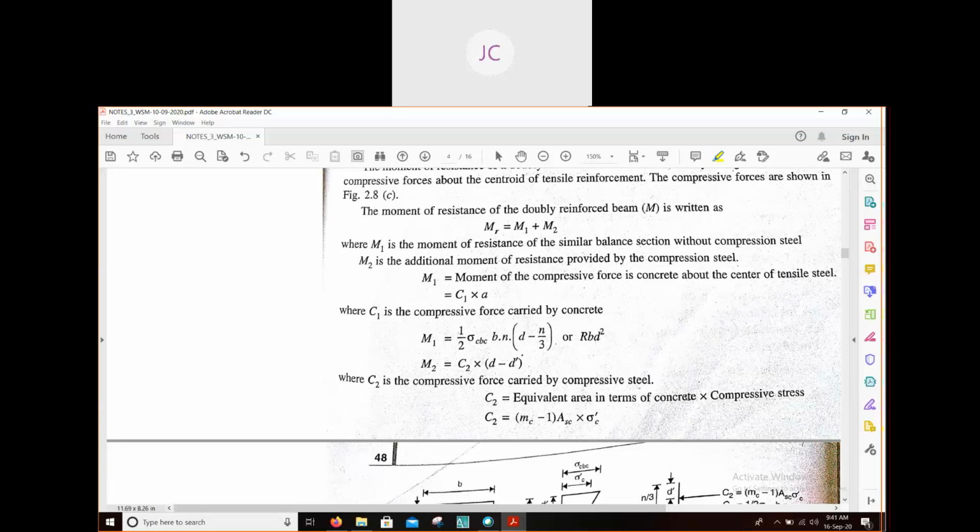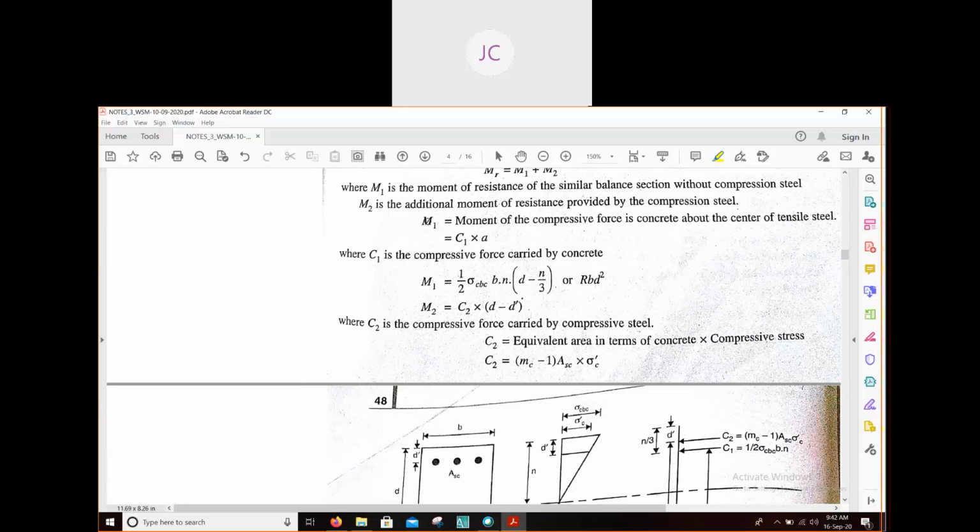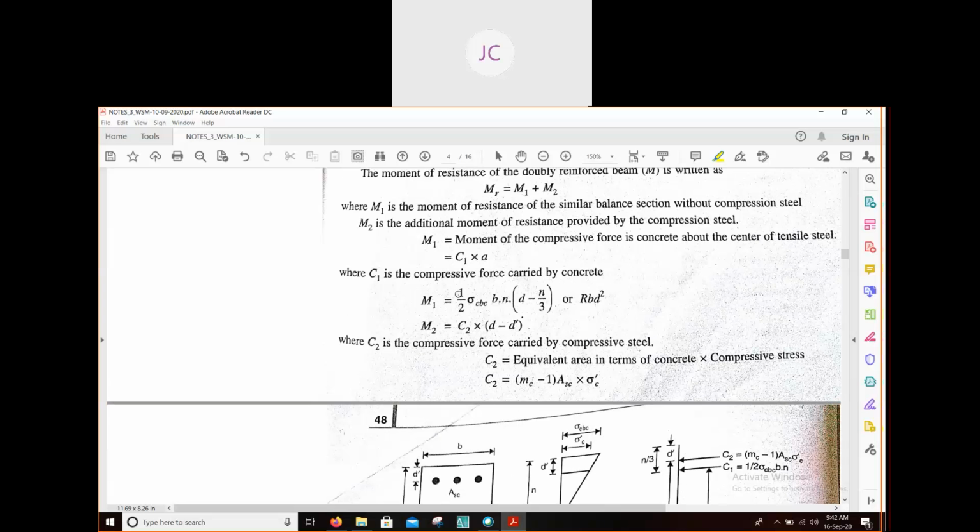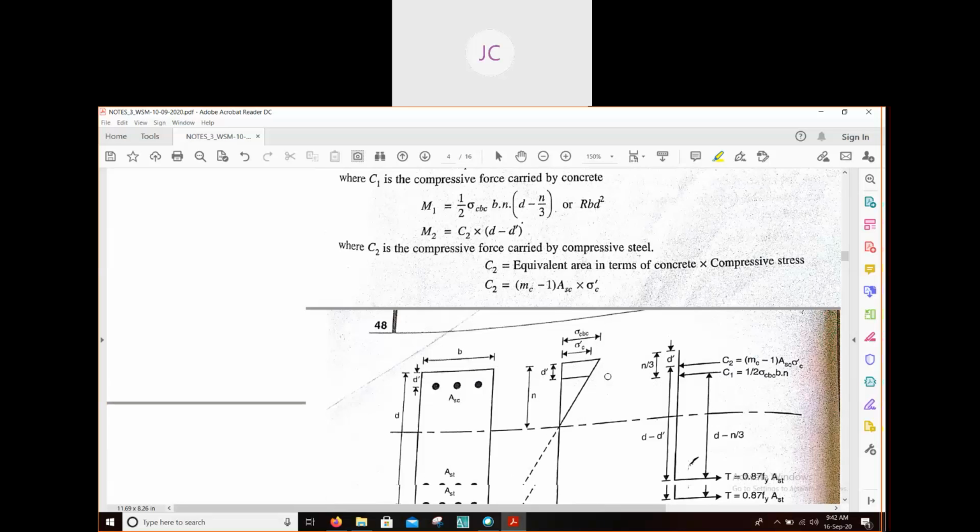force equals area into stress. So the area formula is (mc minus 1) into Asc. The compressive stress at this level will be sigma c dash. If you multiply the two values, you will get the value of the compressive force. So our final equation for moment of resistance will be this plus this. This is our M1, this is our M2.